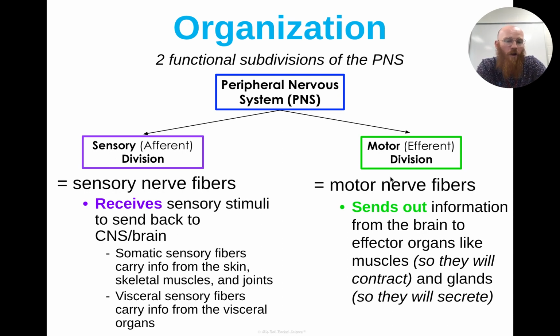So, for example, this will send information from the brain to effector organs like muscles. Those muscles will then contract. It could also send to glands that hold our different types of hormones, and they'll secrete those hormones. This is all about a way in which your peripheral nervous system can deliver the decision from the central nervous system in order to have the effect we need.